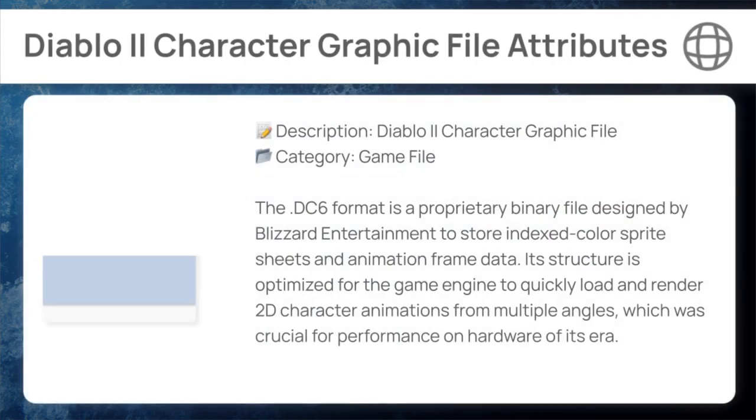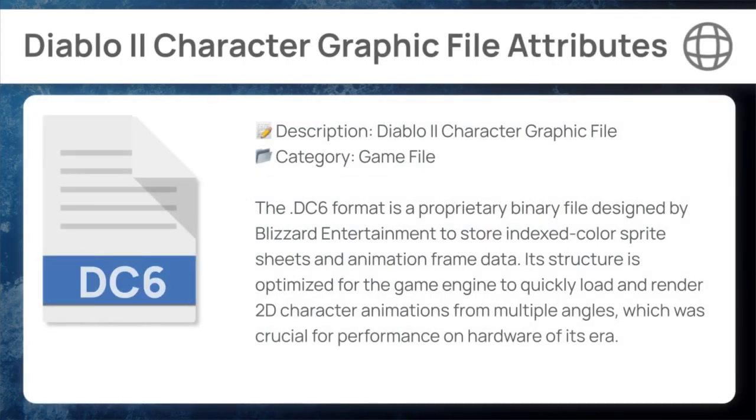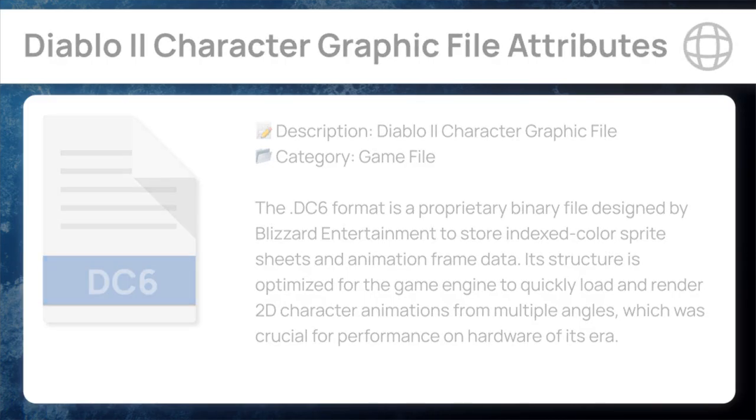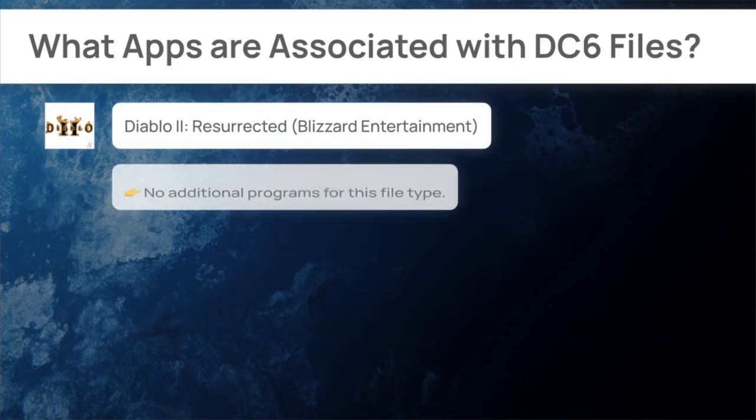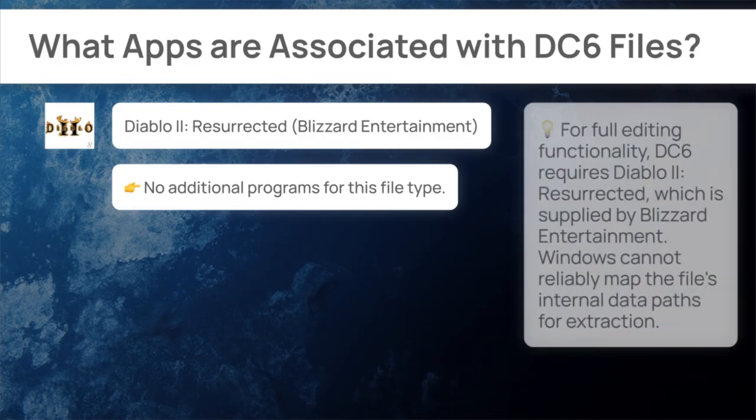The DC6 format is a proprietary binary file designed by Blizzard Entertainment to store indexed color sprite sheets and animation frame data. Its structure is optimized for the game engine to quickly load and render 2D character animations from multiple angles, which was crucial for performance on hardware of its era. The fundamental software link for DC6 files is built around Diablo II: Resurrected by Blizzard Entertainment. Windows cannot reliably map the file's internal data paths for extraction.